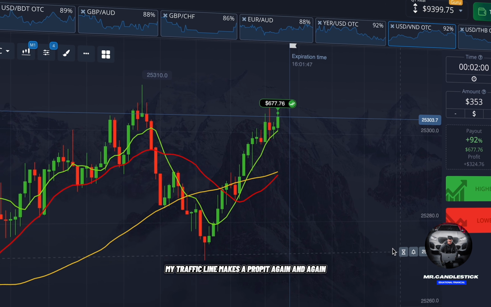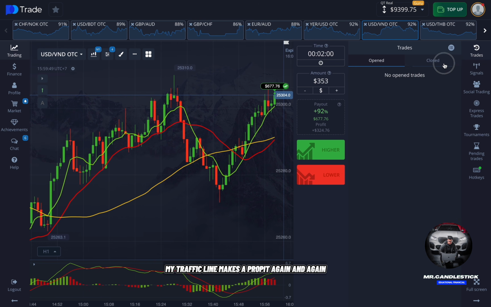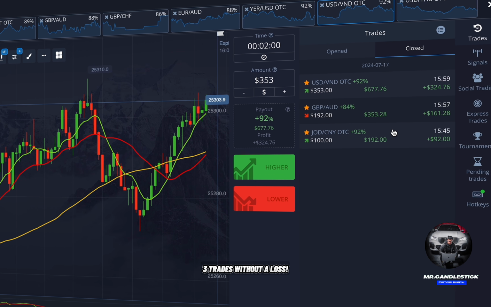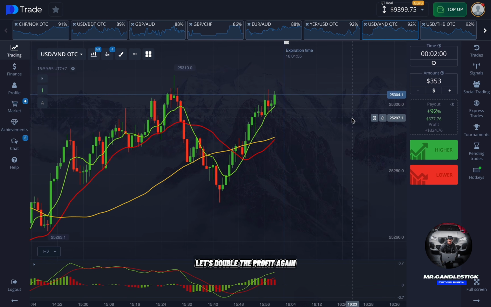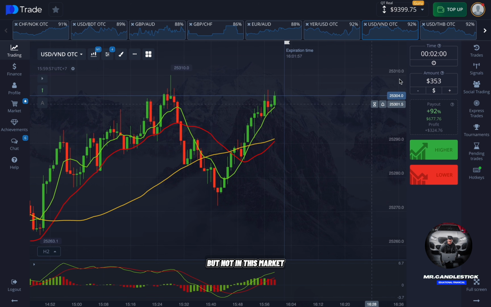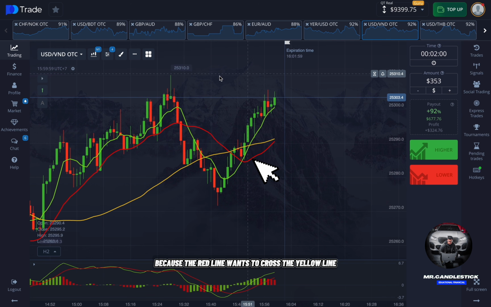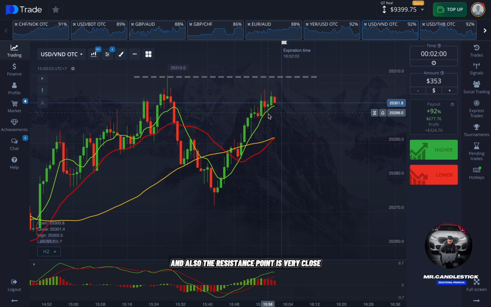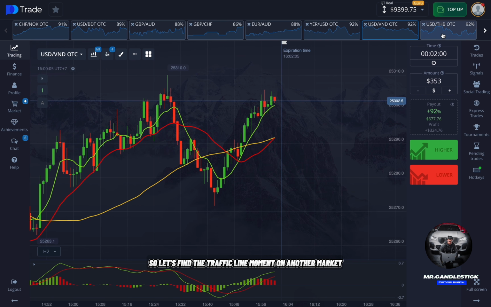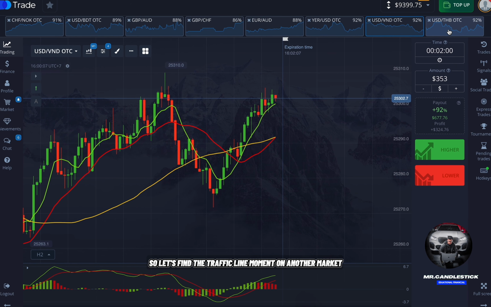Amazing! My traffic line makes a profit again and again. 3 trades without a loss. This strategy's so very, very powerful. Let's double the profit again, but not in this market, because the red line wants to cross the yellow line, and also the resistance point is very close. So let's find the traffic line moment on another market.